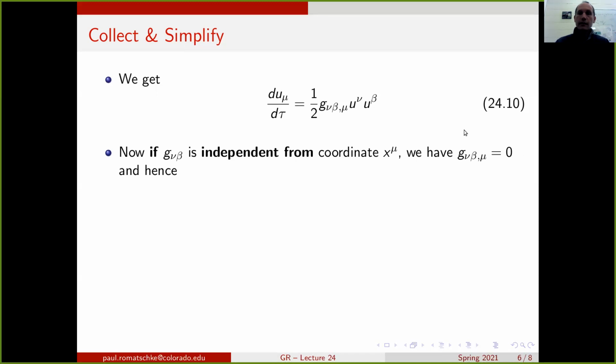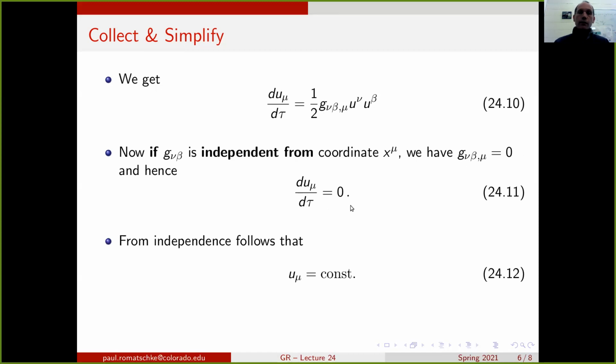If this is the case, then this term here is 0, and our geodesic equation simply becomes du_μ/dτ = 0. From this independence of these coordinates, it does follow that since the derivative of the velocity with downstairs index is equal to 0, the velocity with downstairs index itself must be a constant with respect to proper time.